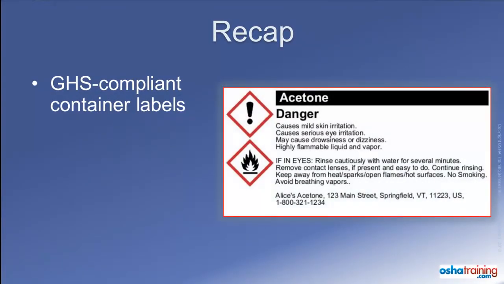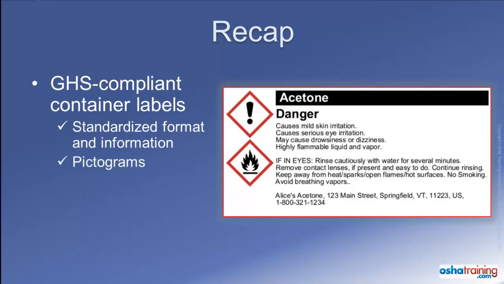So in review, the revised OSHA Hazard Communication Standard requires GHS compliant labels to appear on all containers of hazardous chemicals and products. Those labels are standardized in the information that must appear, including the display of all applicable pictograms, which are visual icons that identify the various classifications of hazards associated with the products. And employers must provide training to all affected workers so they understand the information that appears on those labels.